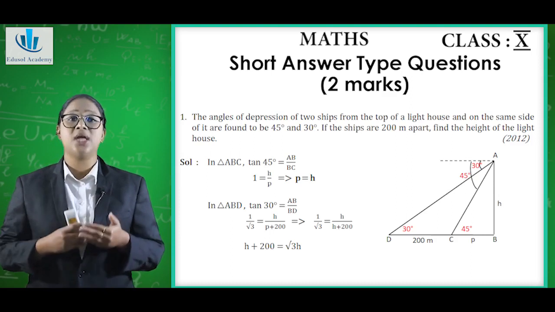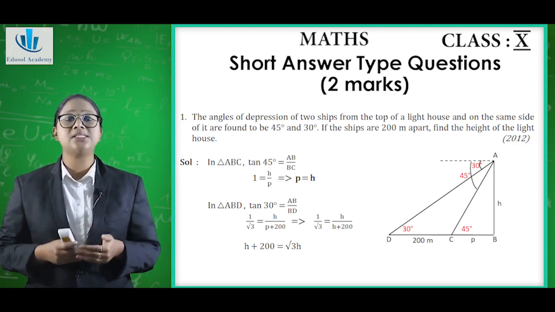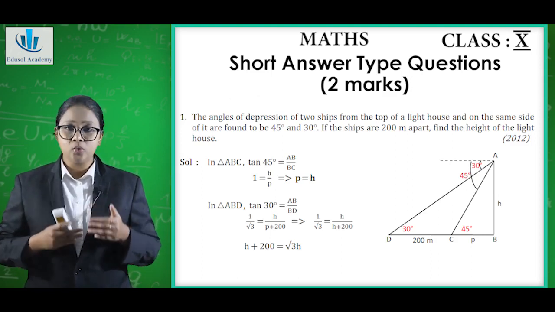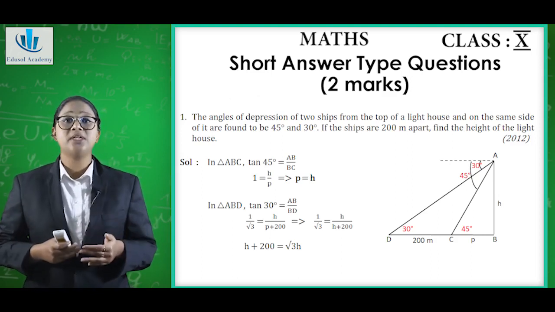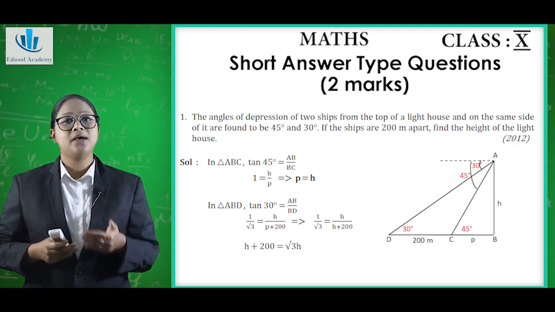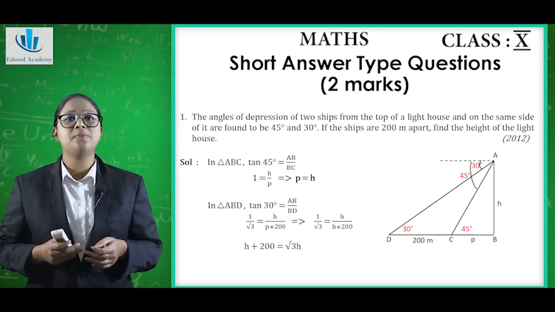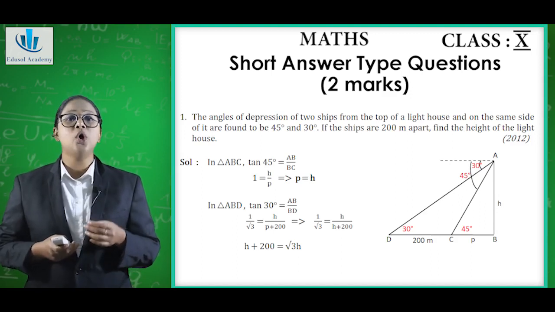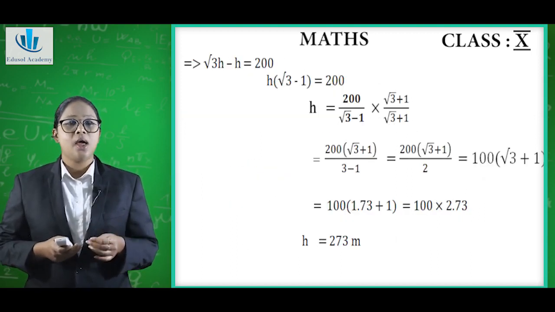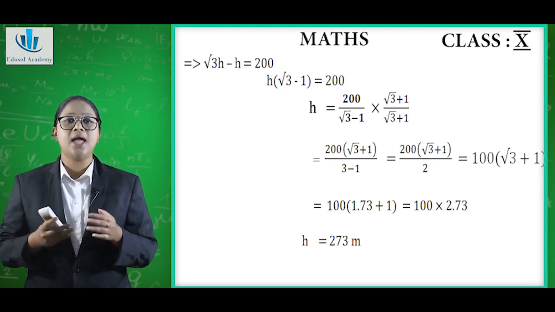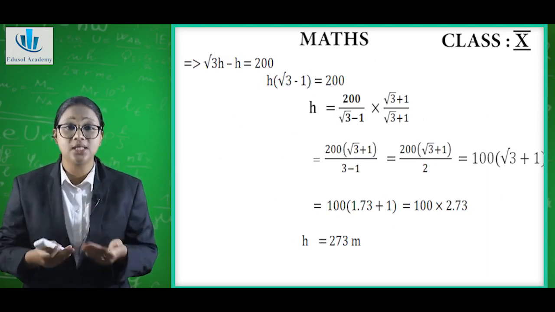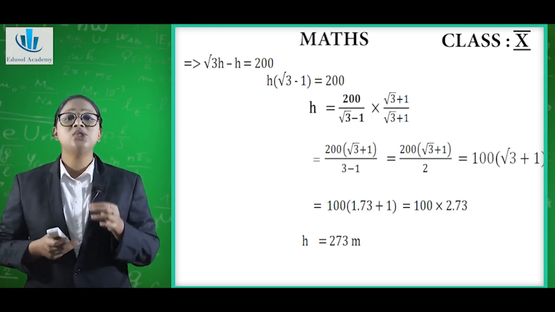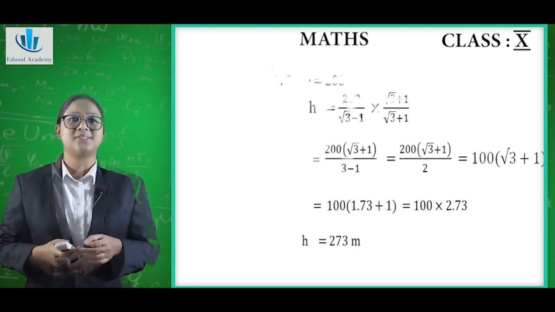Now AB is H again and BD is now 200 plus P. So 1 by root 3, that is tan 30, is equal to H by P plus 200. Again cross multiplied, we will get H plus 200 is equal to root 3H. Cancelling each other and rationalizing the denominator, we will get the final answer for H as 273 meters.